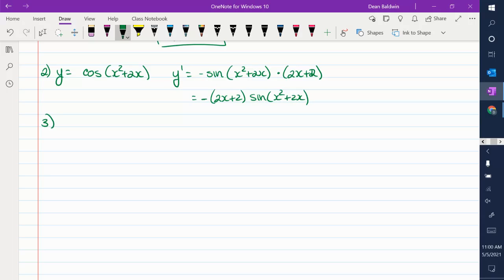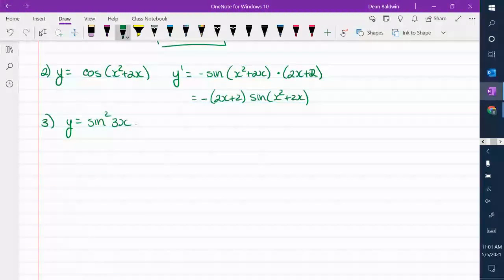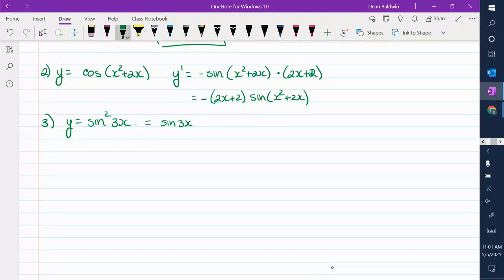Three. So this is where you need to understand the notation. How many functions are there here? I see 2, but is there more? There's 3 of them. Because if you think of it, this is actually this. That's what that means, right? So now you can see 3 functions. You can see the squared, you can see the sine, and you can see the 3x. It's called a nested trig function, if you want.